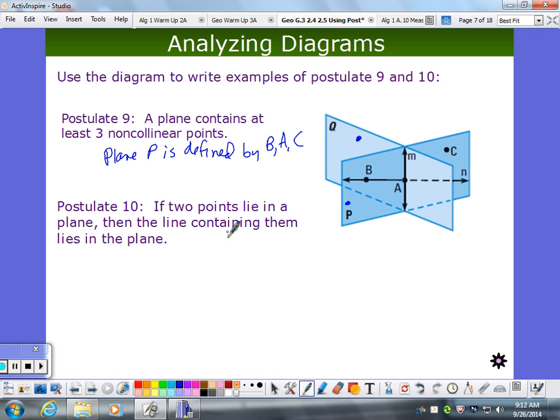All right, what else we got? Postulate 10: if 2 points lie in a plane, then the line containing them lies in the plane. All right, so can we find a way to show that in this diagram? What do you think, Joseph?